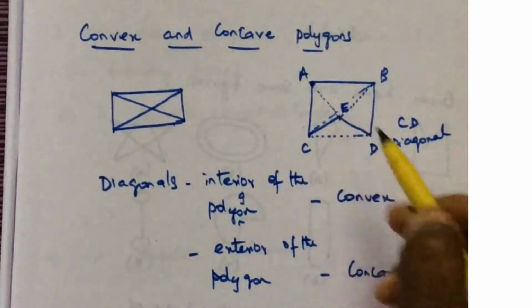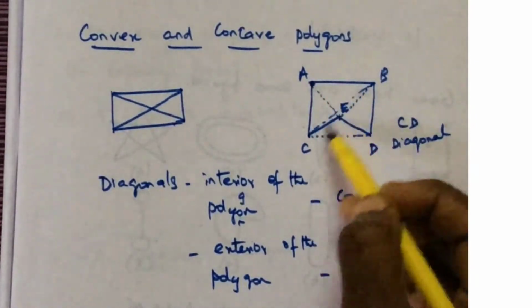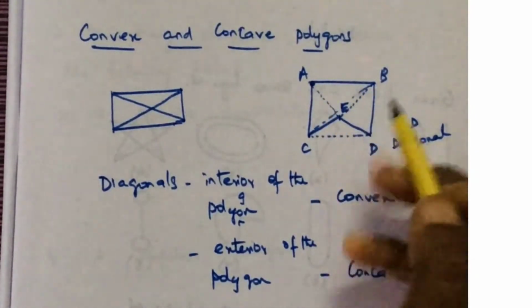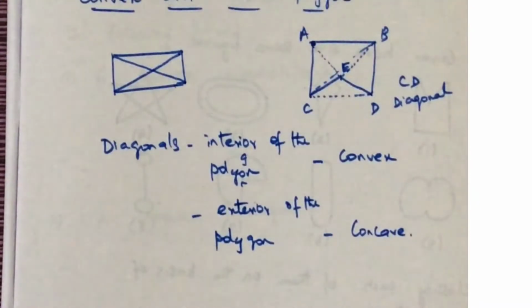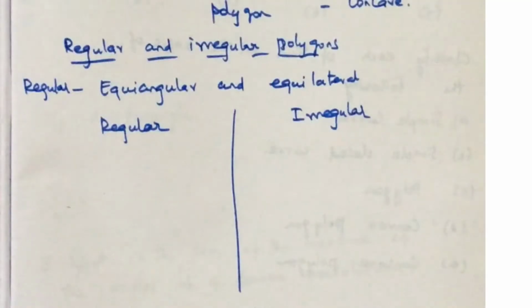which is outside the polygon. The polygon is this. So CD is a diagonal which is outside the polygon. So this polygon is called a concave polygon. Next thing is regular and irregular polygons.